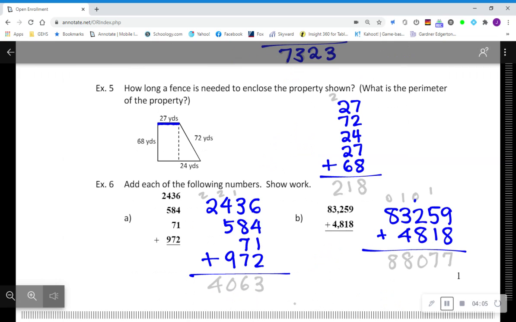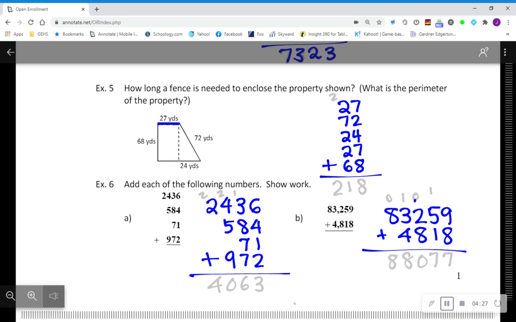Okay, here's an application to a perimeter. And you're going to have one like this on your homework where you have to figure out one of the missing sides. This side up here is 27. This side here is 72. This right-hand part is 24. And the height of this thing is 68 yards. But this little section down here is not labeled.